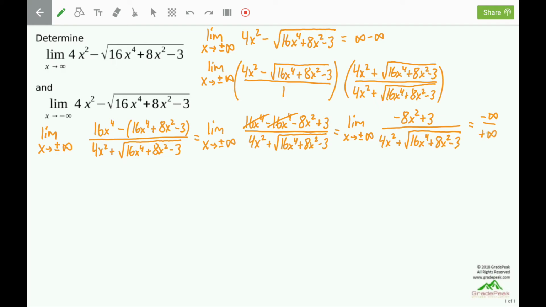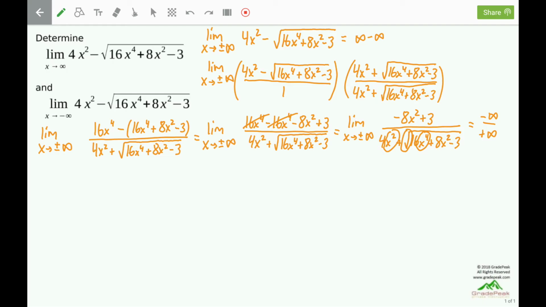We have the infinity over infinity indeterminate form here. We will need to rework this. And it will be reworked by dividing both the numerator and the denominator by the highest power of x in the denominator. There is an x squared, and there is an x to the 4th inside of a square root, which will also be an x squared.